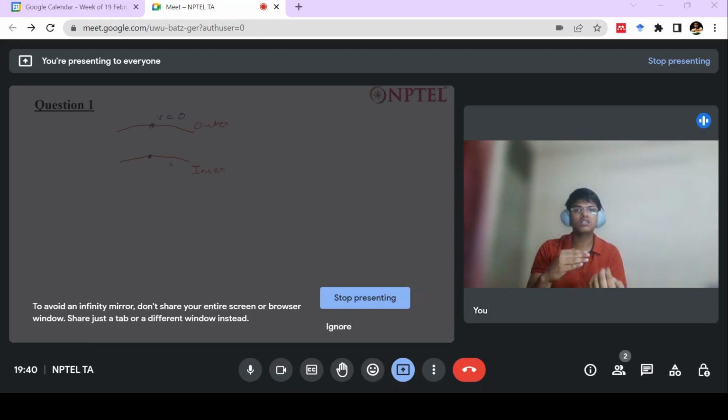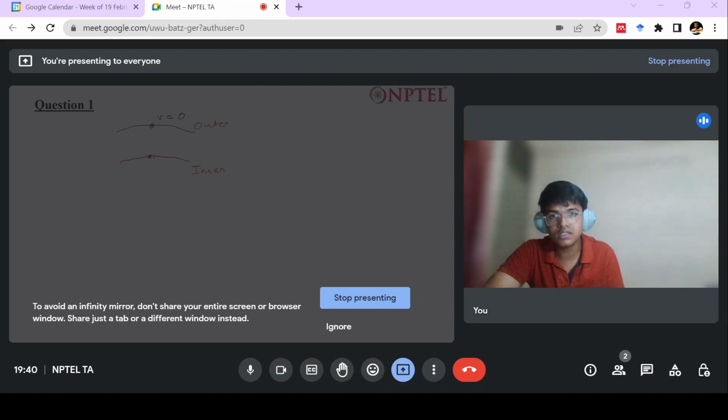The no slip condition tells us that the relative velocity between the wall and the fluid is 0. That means the fluid adjacent to the wall is basically stuck to the wall. So when the wall is moving, the fluid adjacent to it will also move at the same velocity. Let's suppose this velocity is capital V. So this is moving at a capital V.